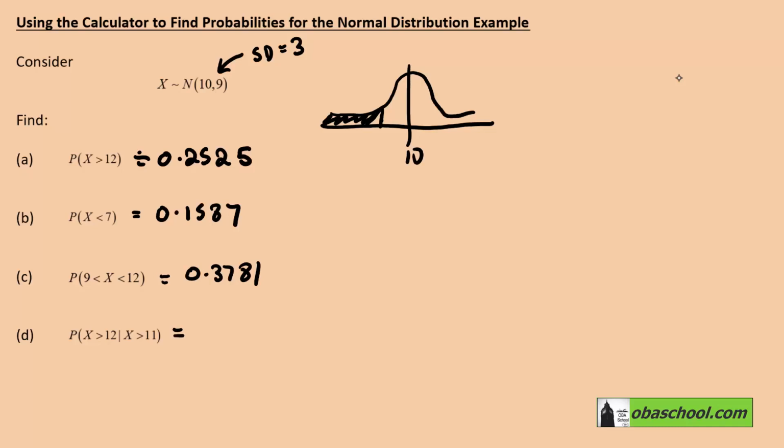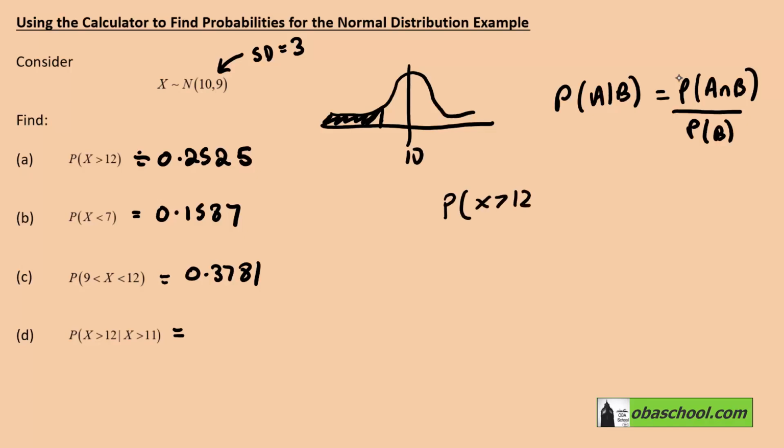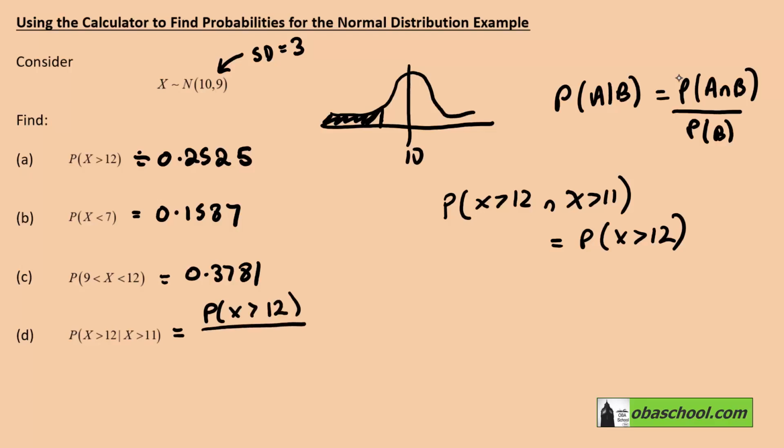Now finally this one, we know the probability of A given B is the probability of A and B divided by the probability of B. Now in this case, the probability of A and B is probability of being greater than 12 and greater than 11, which is just the same as being greater than 12. That's where both conditions exist. So this is basically going to be x is greater than 12 divided by x is greater than 11. But I might need to keep a few more decimal places, and I should perhaps have done that when I did part A.